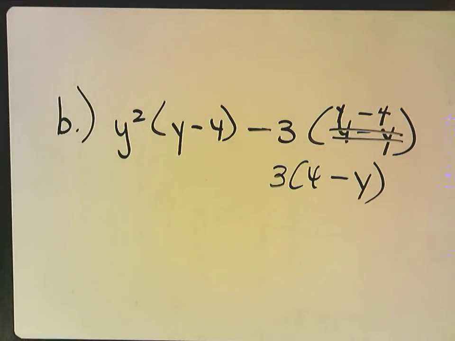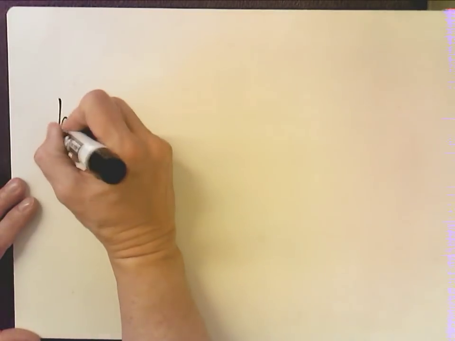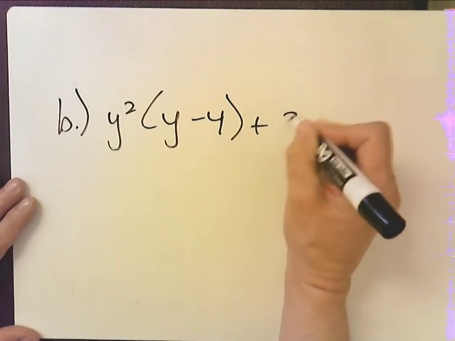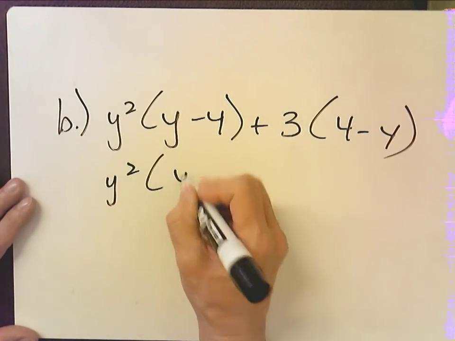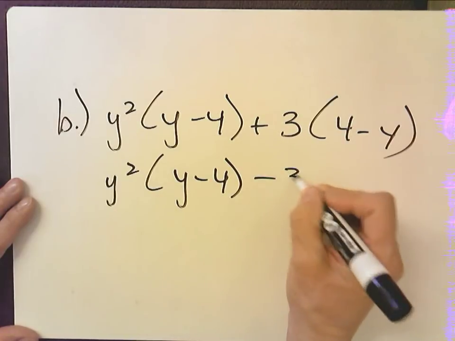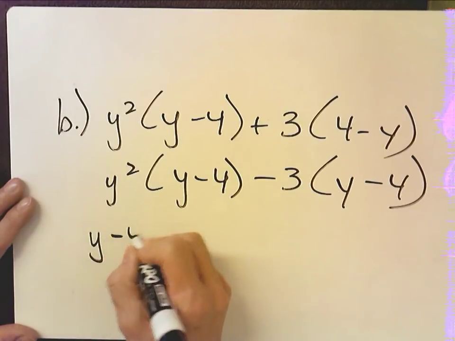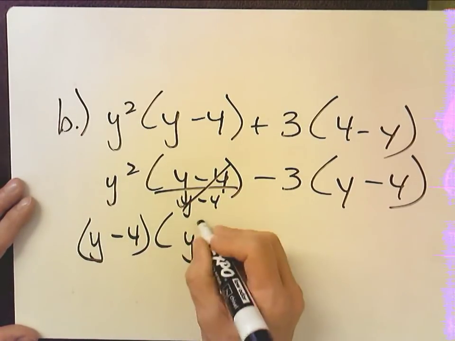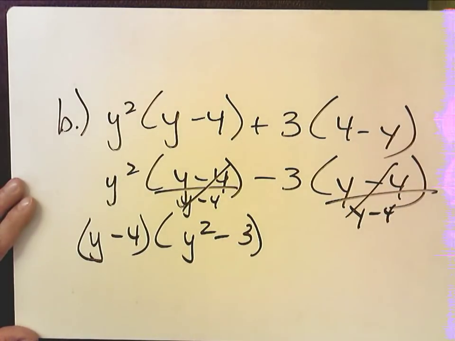Okay, so let's finish this. I'll go over it again. y squared times (y - 4) plus 3 times (4 - y). I'm changing this to y squared times (y - 4) minus 3 times (y - 4). So I take out my (y - 4), divide by (y - 4), and I'm left with y squared minus 3. Because if I divide this by (y - 4), I get minus 3.